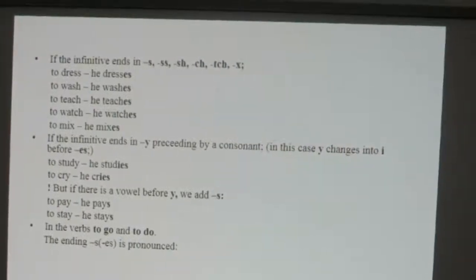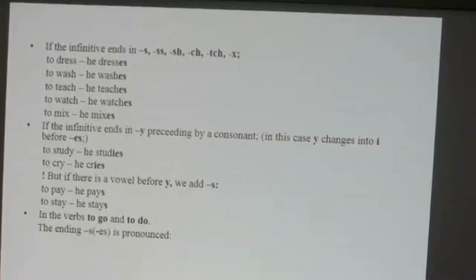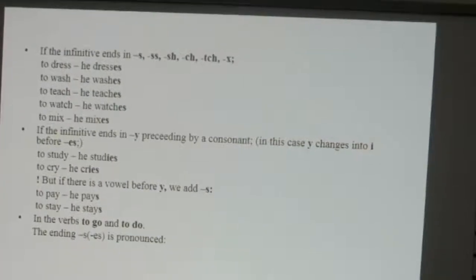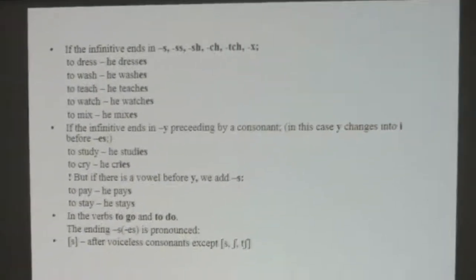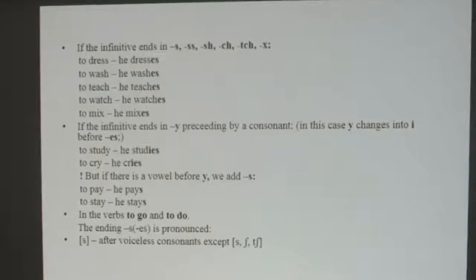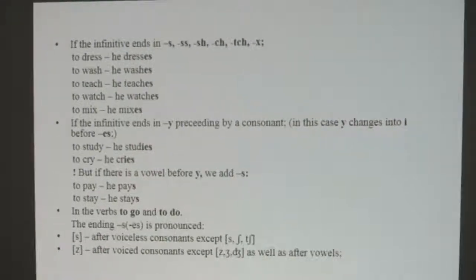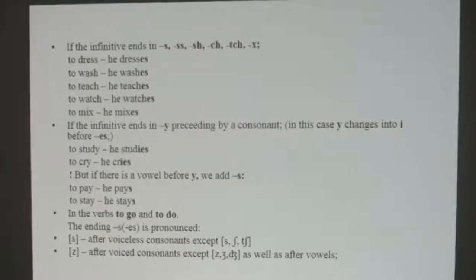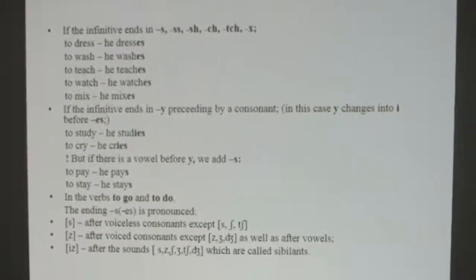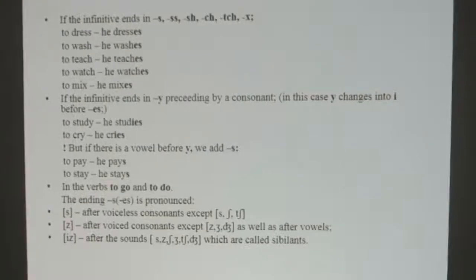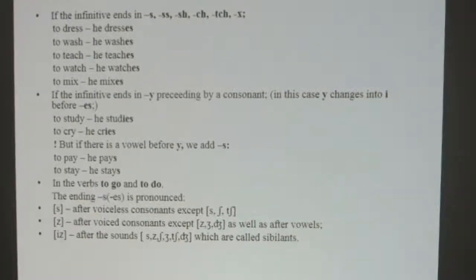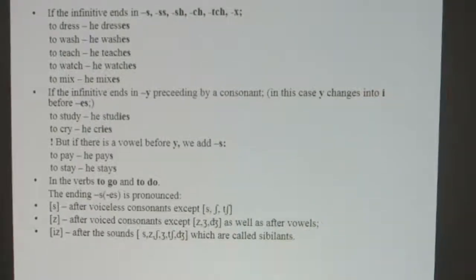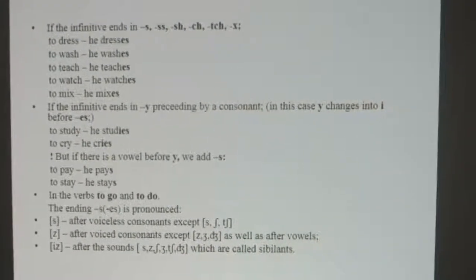In the verbs to go and to do, the ending s or es is pronounced s after voiceless consonants except s, sh, and ch, z after voiced consonants except z, zh, j, as well as after vowels, and iz after the sounds s, z, sh, zh, ch, j, which are called sibilants.